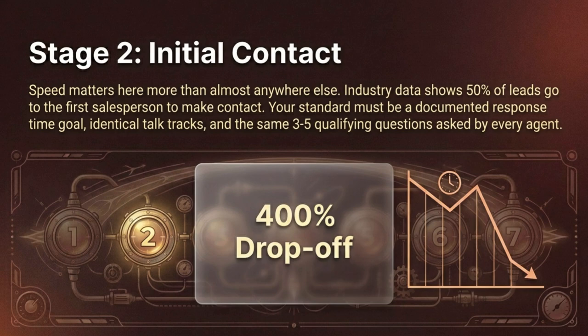Stage 2 is initial contact and qualification. Speed matters here more than almost anywhere else in the process. Industry data shows 50% of leads go to the first salesperson to make contact, and your odds of conversion fall by 400% when response time stretches from 5 minutes to 10. Your standard at this stage is a documented response time goal, the same talk track for the first call, and the same 3 to 5 qualifying questions every agent asks.